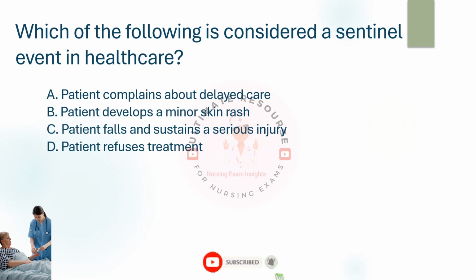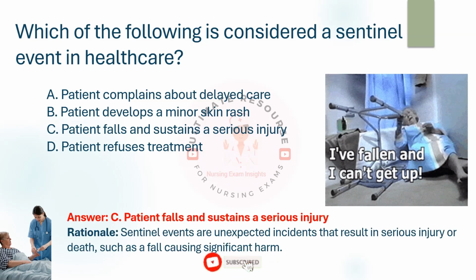Which of the following is considered a sentinel event in healthcare? Options are A. Patient complains about delayed care. B. Patient develops a minor skin rash. C. Patient falls and sustains a serious injury. D. Patient refuses treatment. The answer is C. Patient falls and sustains a serious injury. Sentinel events are unexpected incidents that result in serious injury or death, such as a fall causing significant harm.